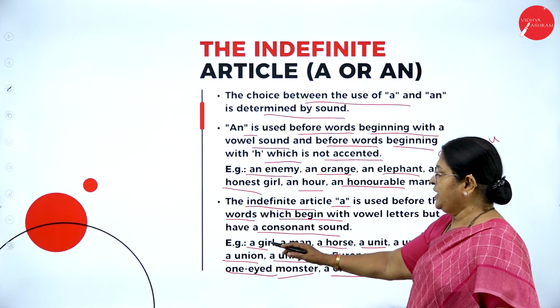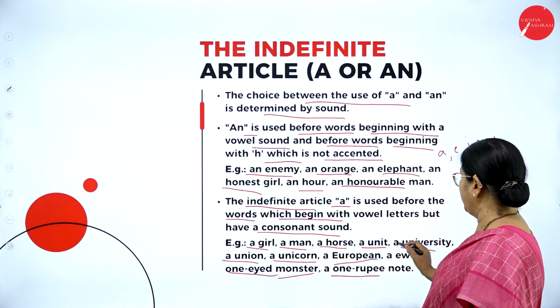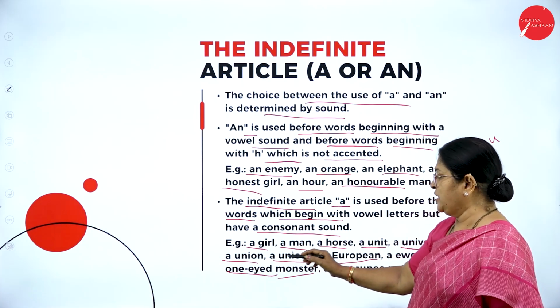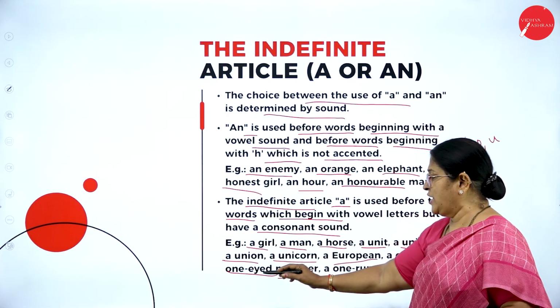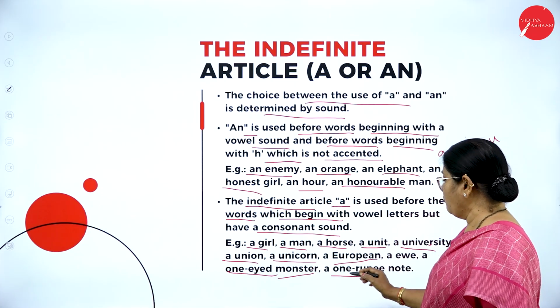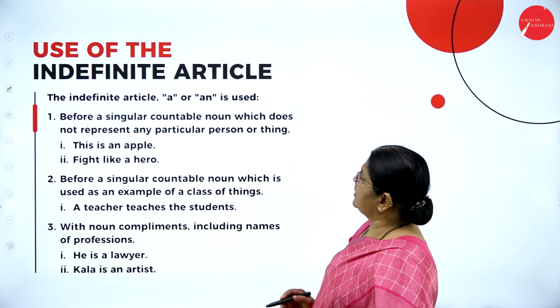Right? So here, a girl, a man, a horse, a unit, a university, a union, a unicorn, a European, an Eve, a one-eyed monster, a 1 rupee note.